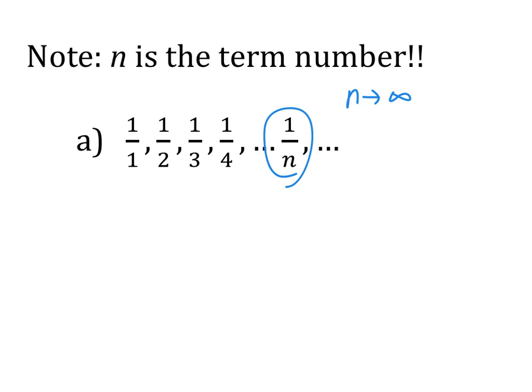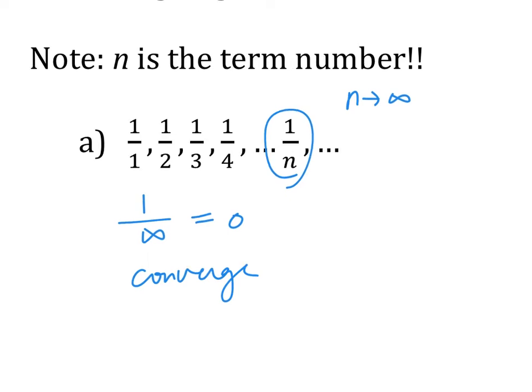So what happens if n is super large, n is infinity? Well, this becomes 1 over infinity. Now, what is 1 over a super large number? If you divide $1 among 10 million people, how much does each person get? Almost 0. All right, so this actually converges to 0. This does converge, and it's converging to 0.